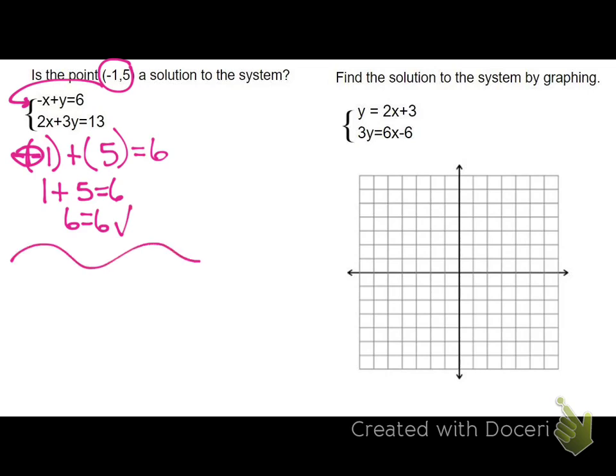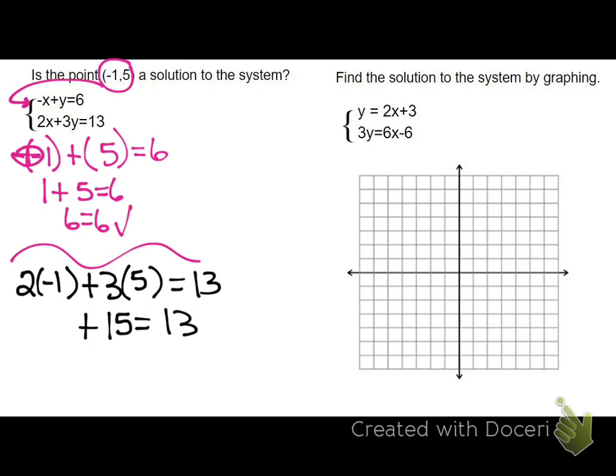Let's try our second one. So now I'm going to use my second equation, 2x plus 3y equals 13. What do I substitute for x? -1. So I'm rewriting my equation. What do I substitute for y? Positive 5. Okay. Then we need to simplify. So what am I going to do here? Multiply. 3 times 5. Which is? 15. And what else do I multiply? 2 and the -1. Which is? Equals -2. Okay, -2 plus 15 would be 13 equals 13, and yes. So is this a solution to the system? Yes.